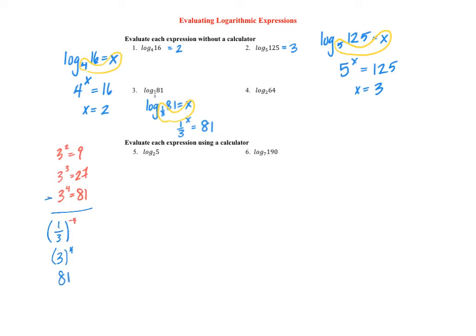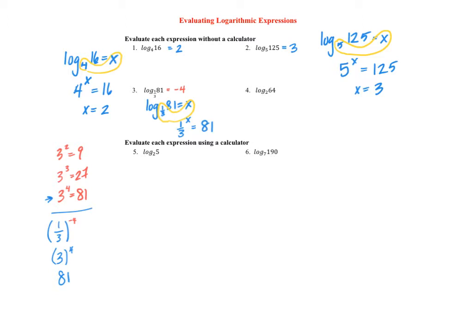We already saw that here. So that means the answer to my equation, 1/3 raised to the x equals 81, is going to be negative 4. So that means this expression, log base 1/3 of 81, is going to be equal to a negative 4. So 1/3 raised to the negative 4th power is 81.